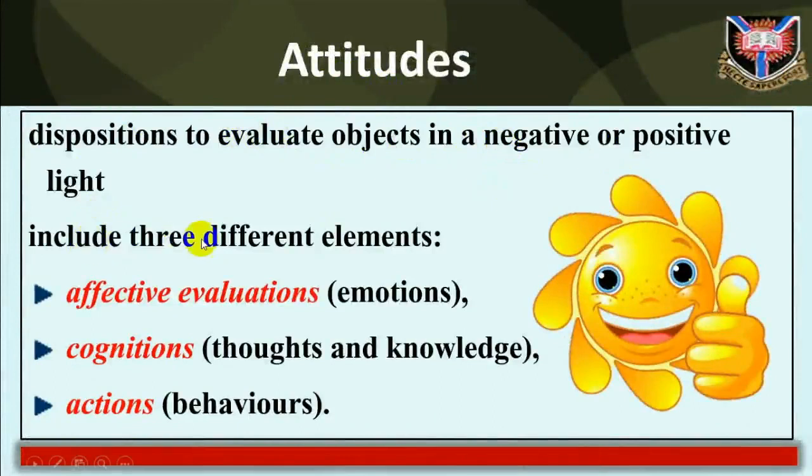Attitudes include three different elements: affective evaluations, that is, emotions; cognitions, that is, thoughts and knowledge; and actions, which has to do with behaviors. Also, there are many methods by which attitude definitions may be classified. One of the most useful is based on consideration of the type and number of components contained in the definition.